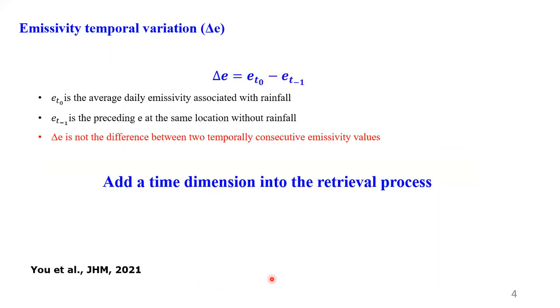So here's the definition of the emissivity temporal variation. From the low frequencies, 19, 23 and 37, we compute the daily average emissivity for each quarter degree grid box. We compute the emissivity on a certain day which has rainfall, and we find a clear sky background in the preceding observations.